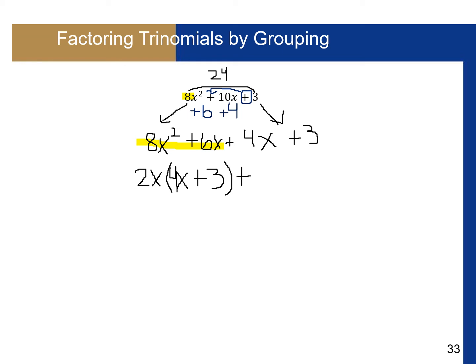Then I come over to the second part, and I look at both of them, and there's really nothing else that can be factored out of there. So when that happens, we are just going to put a 1, because 1 is a factor of everything, right? And then I write my 4x plus 3.